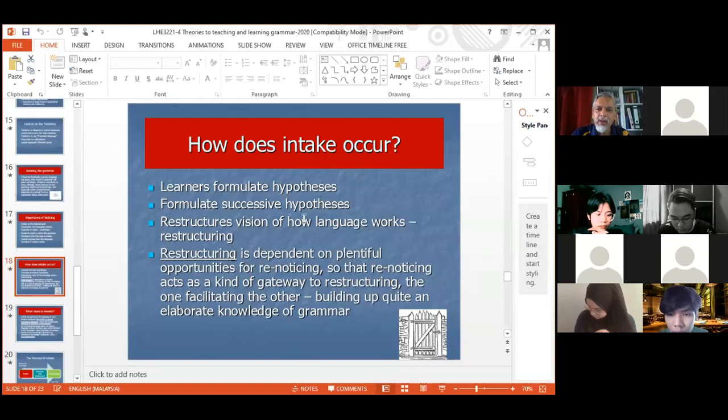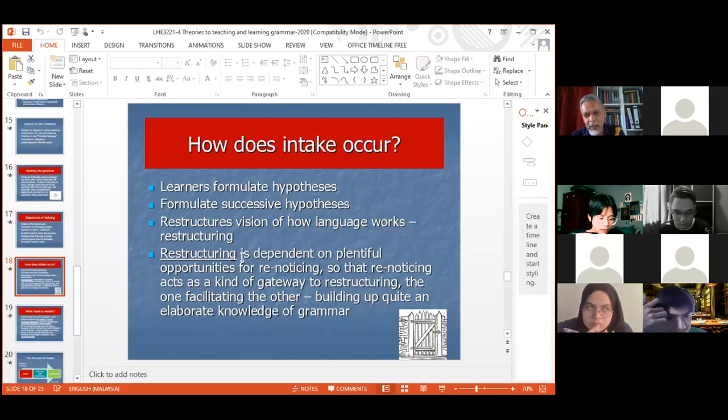Okay, so they formulate hypotheses and they formulate successive hypotheses. So they do this, it's recurring. And they restructure, basically, that's what's happening. They restructure a vision of how language works. Okay, so restructuring is dependent on plentiful opportunities for re-noticing. And this makes sense, I think. Yeah, you can only restructure or reform your hypothesis if you continue to get more input and you continue to get more opportunities to notice things.